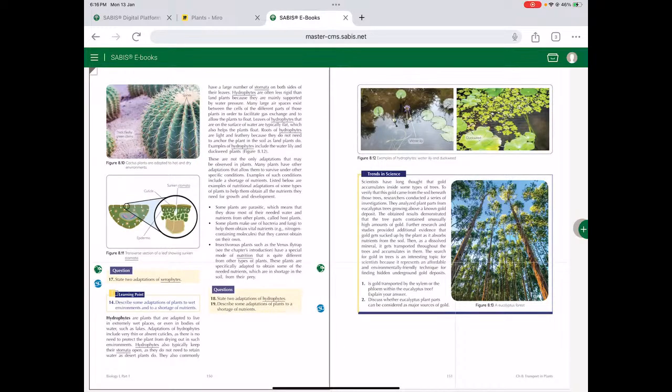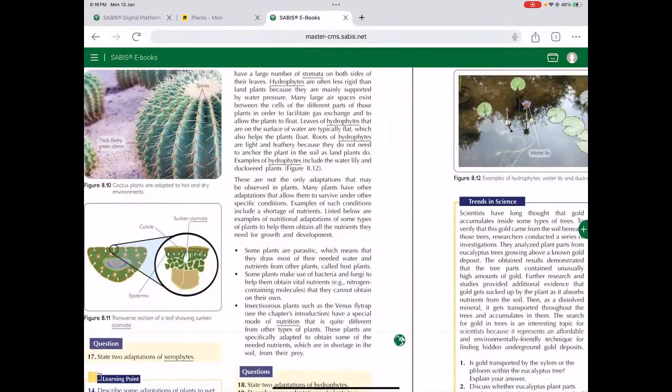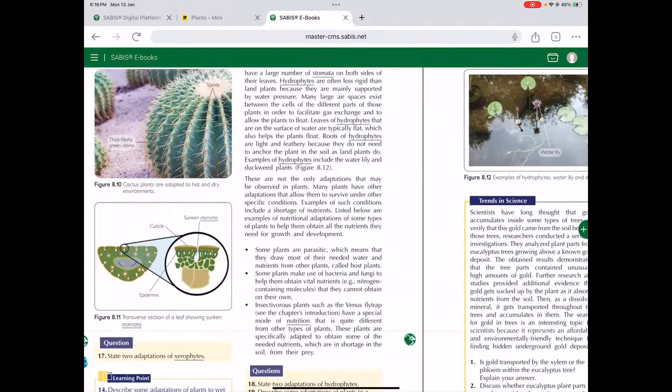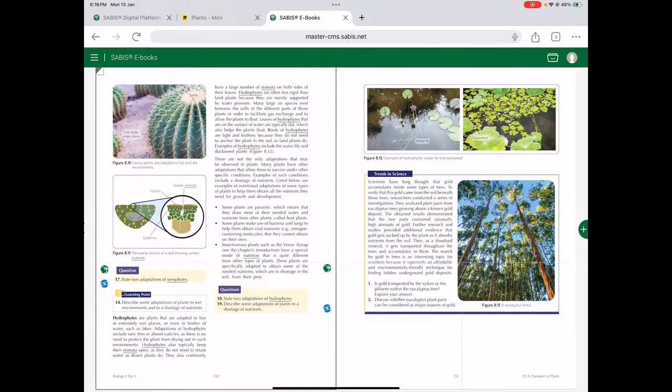This is an example of a sunken stomata, okay? Of course, it's going to be found in xerophytes. And think of cactus plants. Where do cacti live? In the desert. It's very hot. There's not much water. If you look at it, the leaves are very thin. A small number of stomata. Okay? Roots will extend to a huge area. And stomata would be sunken. Okay, it depends on the type of plant.